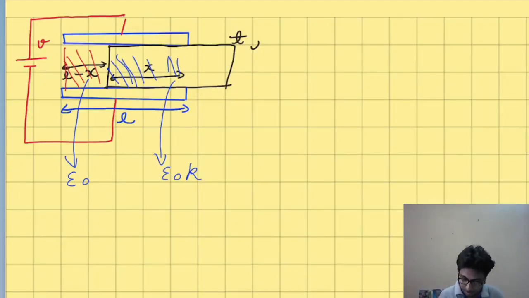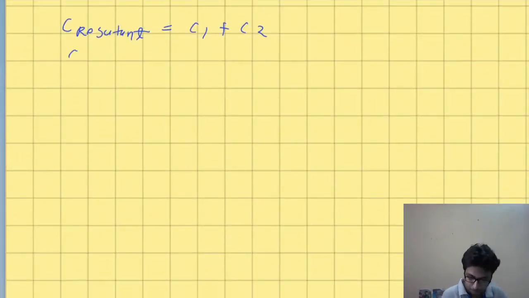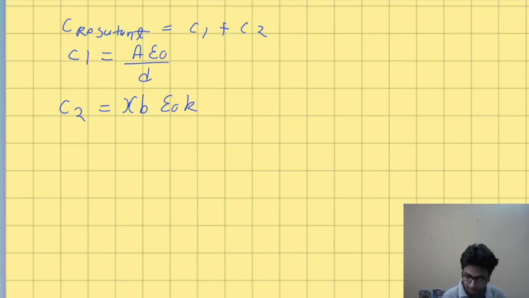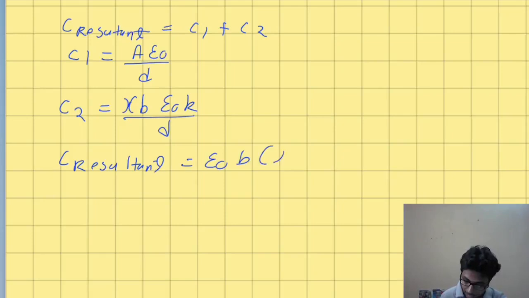Now the resultant capacitance can be written as C1 plus C2, as these two capacitors are connected in parallel. C1, the capacitance of the air capacitor, can be written as B (L minus x) epsilon naught upon D. C2, the capacitance of the capacitor made up of the dielectric, can be written as x B epsilon naught K upon D. So the C resultant will be epsilon naught B times (L minus x plus Kx) upon D.